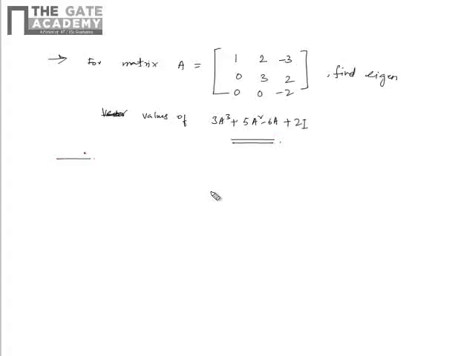So now first let's evaluate the eigenvalues of the given matrix A. For that I need to write the characteristic equation, which is det of A minus lambda I is equal to 0. For that I need to evaluate the determinant, replacing each diagonal term with the diagonal term minus lambda.